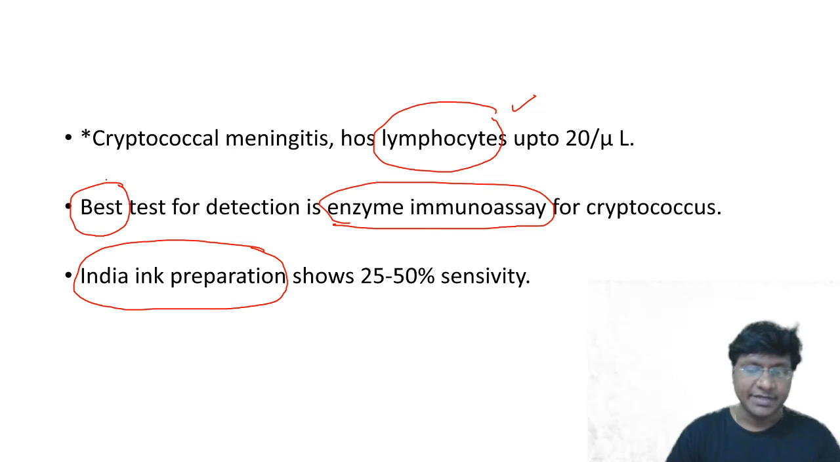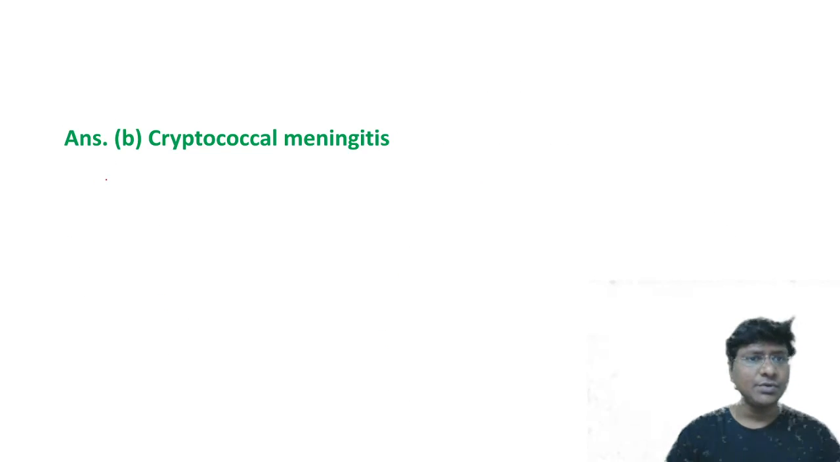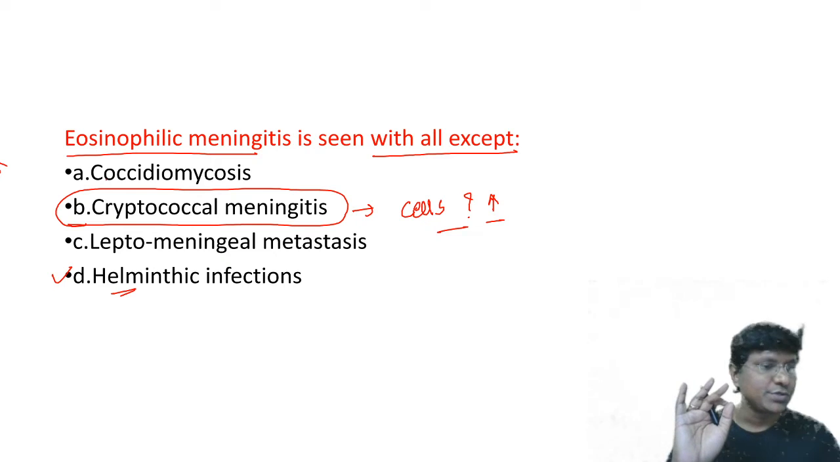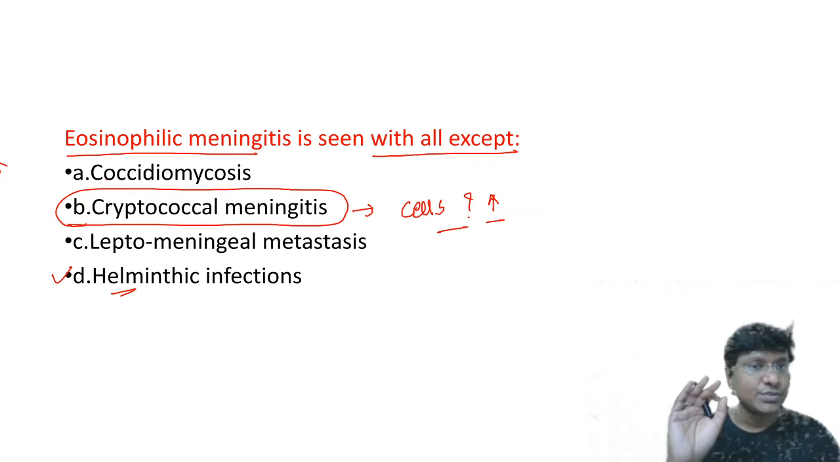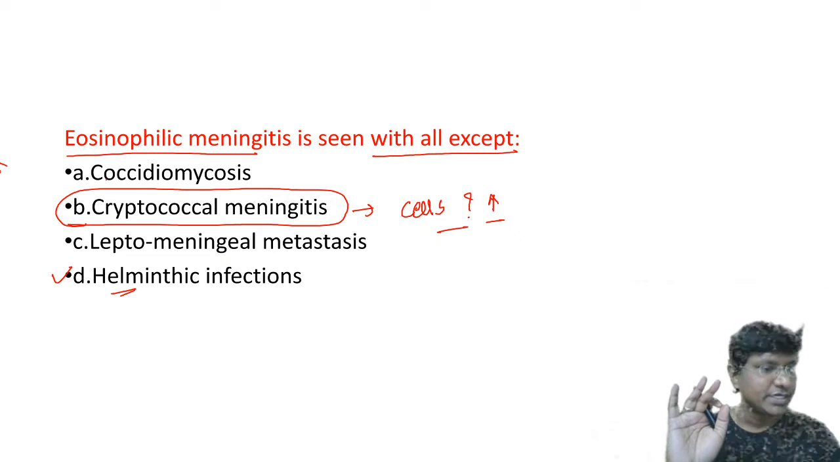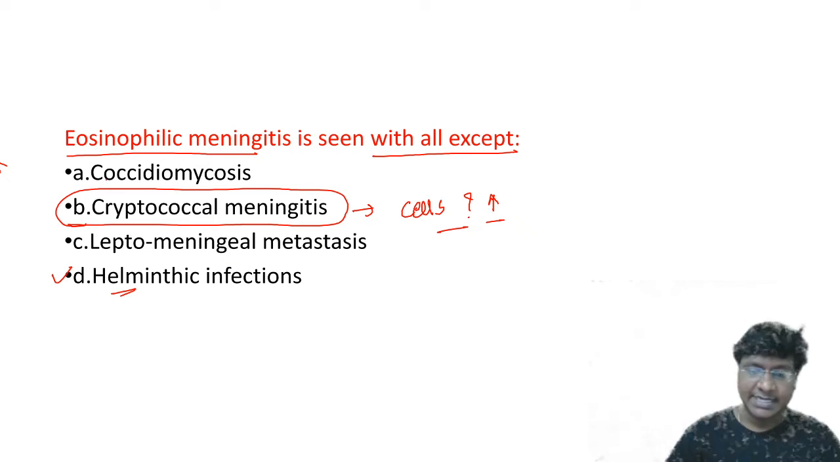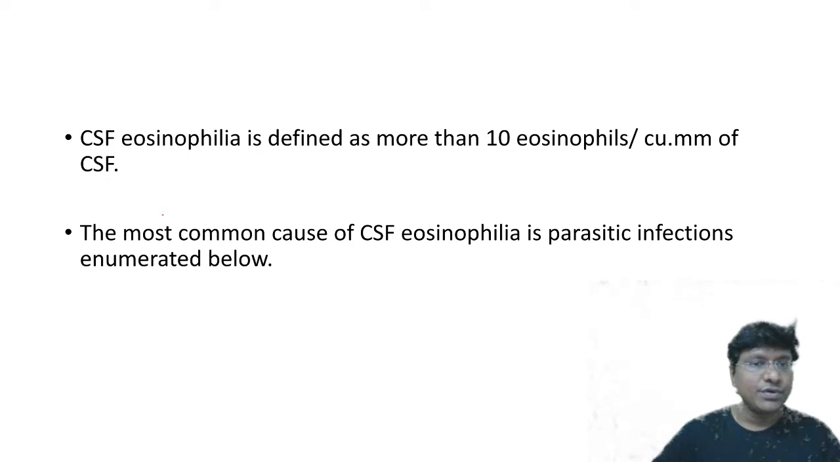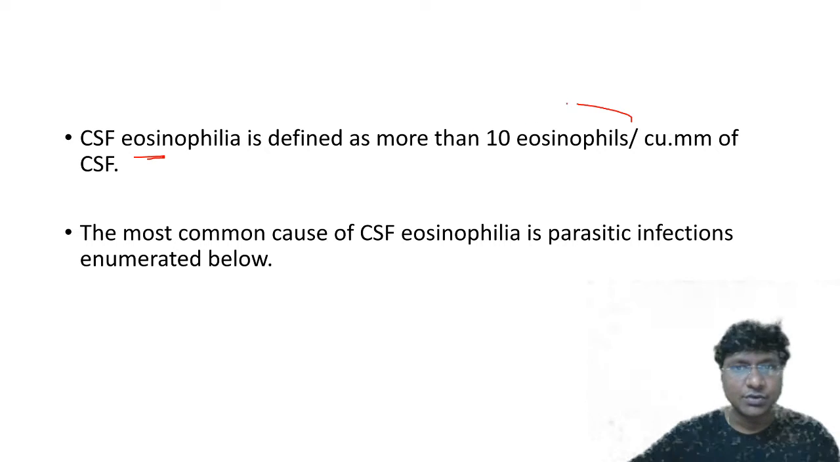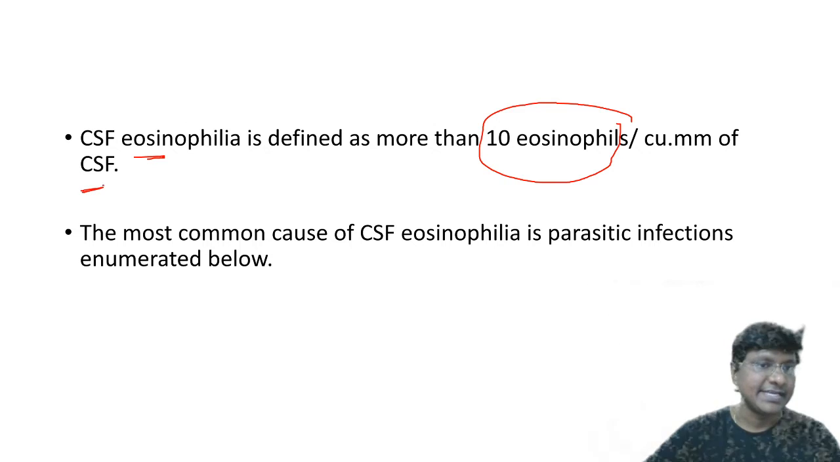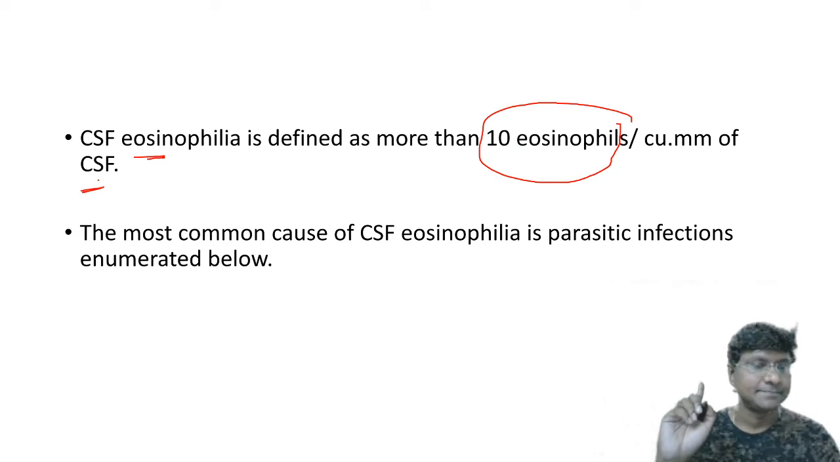Okay, so that's a very, very important point. Now, see, this question is based on eosinophilic meningitis. When will you use the word eosinophilia in the CSF? This is also a very, very important question. I'll tell you now. We use the word CSF eosinophilia when the eosinophil count is more than 10 eosinophils per cubic millimeter in the CSF. That is the point when we use the word CSF eosinophilia.